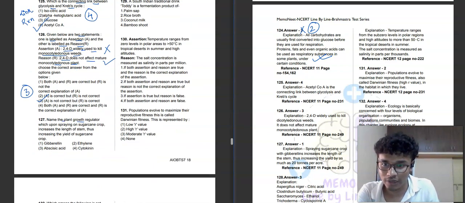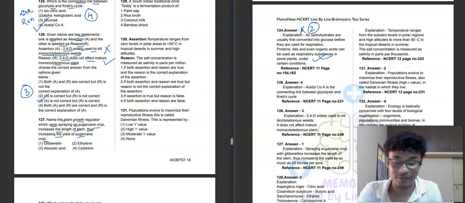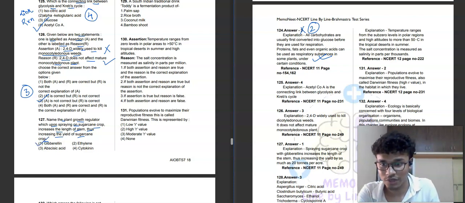Name the plant growth regulator which upon spraying on sugarcane crop increases the length of stem, thus increasing the yield of sugarcane crop. The first option is gibberellin, second is ethylene, third option abscisic acid, and cytokinin. Basically, these are also the same thing. You have to read the NCERT. You can't take the answer without reading the NCERT. It is given clearly in NCERT that if we spray sugarcane crop with gibberellins, the length of the stem increases and the yield is more than 20 tons per acre. So first option will be our correct answer for this question.